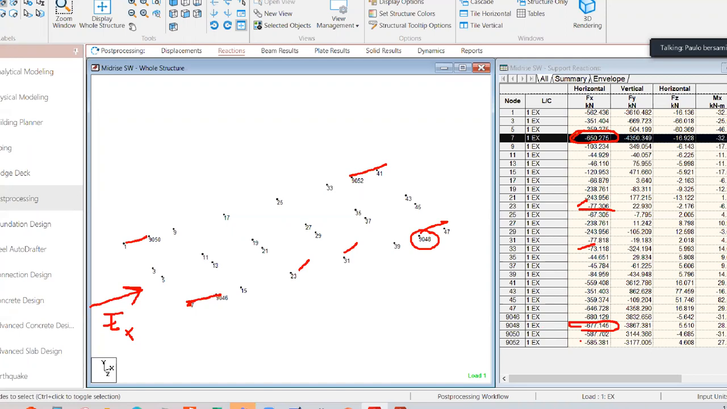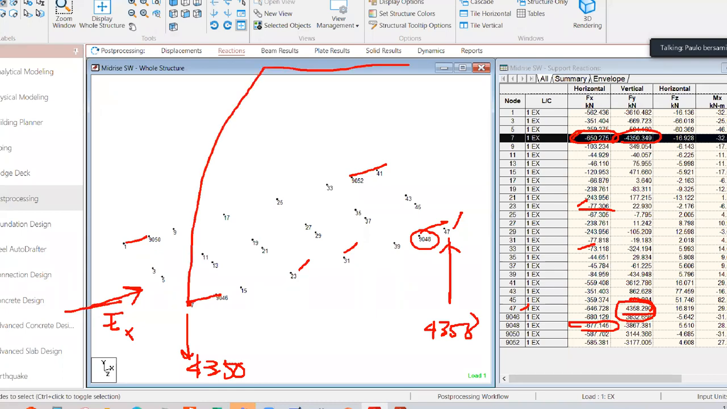Okay? Then finally, for Y, yun natin yung Y, 4350. Negative 4350 yung 7. Whereas node 47, 4358. Basically, almost the same, no? Pero this time, positive. 4358. So, what does it mean? Kasi earthquake X, ang tendency yung building mo magsusway ng paganyan. So, yung pagsway na yan, this is under tension, this is under compression.